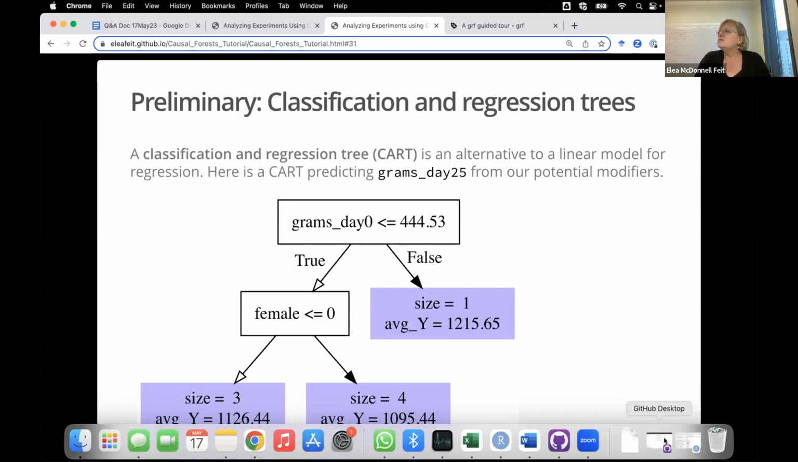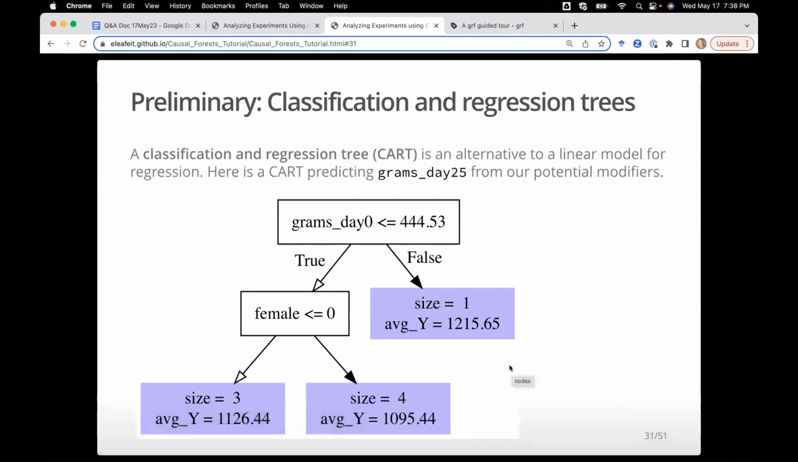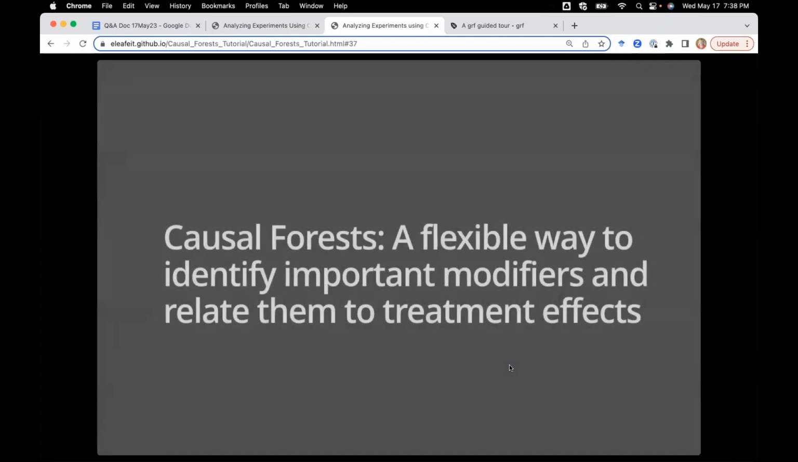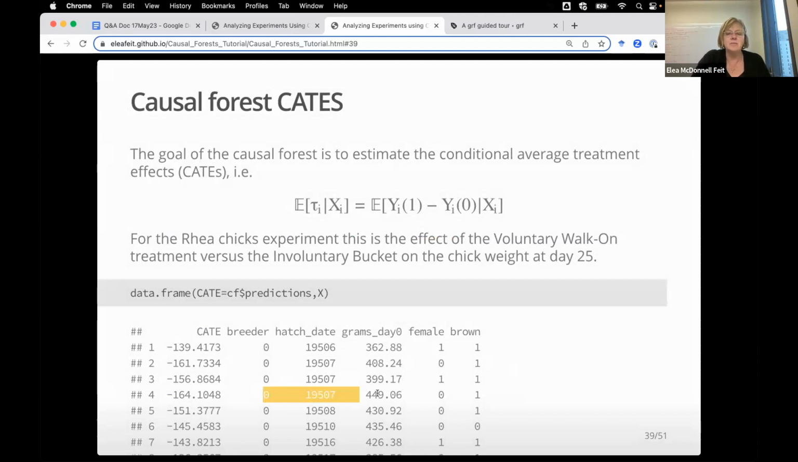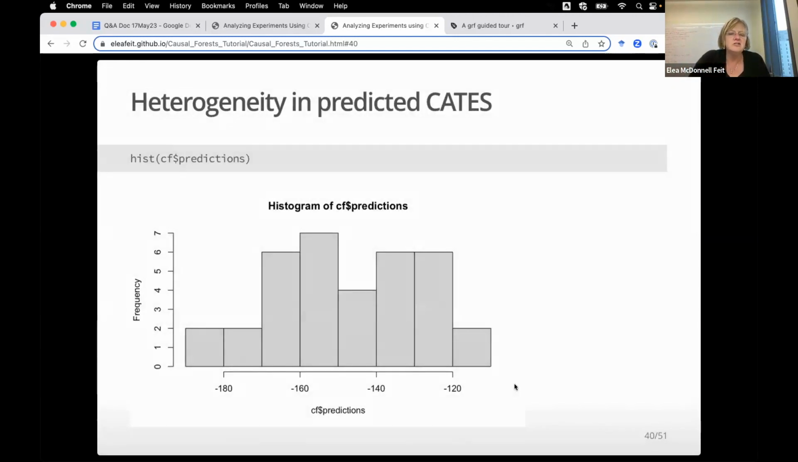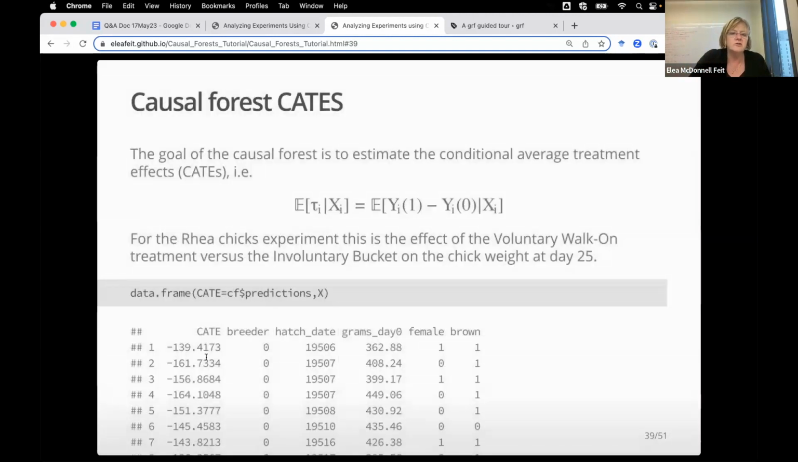Does this mean the treatment effect 4 is the greatest? I'm not sure what slide Helen was on. There was a slide showing all the predictions with the list like minus 139. Yeah, this one. Oh, that one, it's not the biggest, but that is a high one. So if you're not a breeder and you start out pretty big and you are male and brown, then you're likely to have a big difference between the two treatments. But in this histogram, we can see they go all the way down to minus 180. So this was just the first couple of them. It goes off of the slide, but that's a good question.